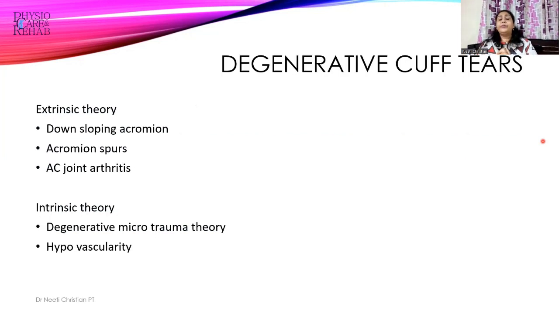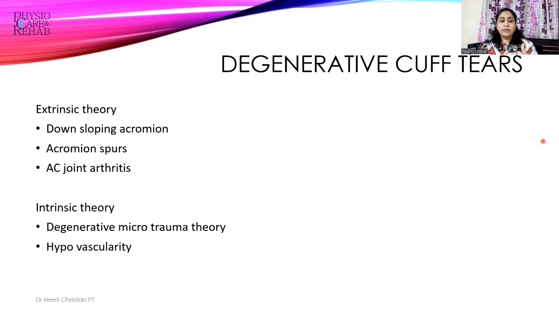So here we are going to discuss the degenerative cuff tears. What are the degenerative changes? There are the extrinsic theory and the intrinsic theory. If there is a downsloping acromion, as we discussed with the three types of acromion morphology, if it is curved or hooked type, then they are most likely to go for this tear. Second, any arthritic changes of the AC joint, the acromioclavicular joint, which lead to acromion spurs, are also likely to lead to degenerative changes.